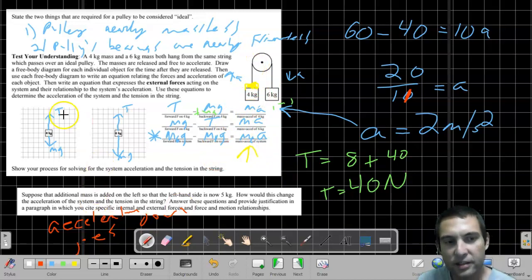So come back to this free body diagram. If we're adding more mass here, then this is going to become larger. Our tension has to be more than the total weight going downwards, because remember, we're accelerating upwards. Yes, with a smaller amount, but we're still accelerating upwards. So you have to have a net upward force to pull up on that mass.